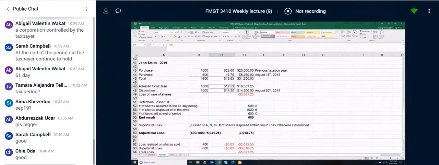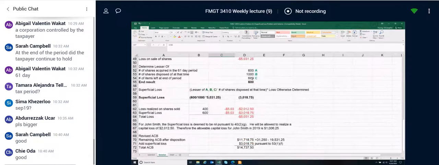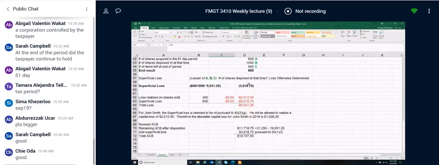Now, ignore this for a second. This is based on a CRA view. Someone wrote to the CRA asking whether it matters if you buy first or sell first. So the end story is, you don't need to memorize this for your exam. Just remember, before any of the transactions, you had 1,000 shares. At the end, you have 600. So again, 60% is superficial, 40% is realized.